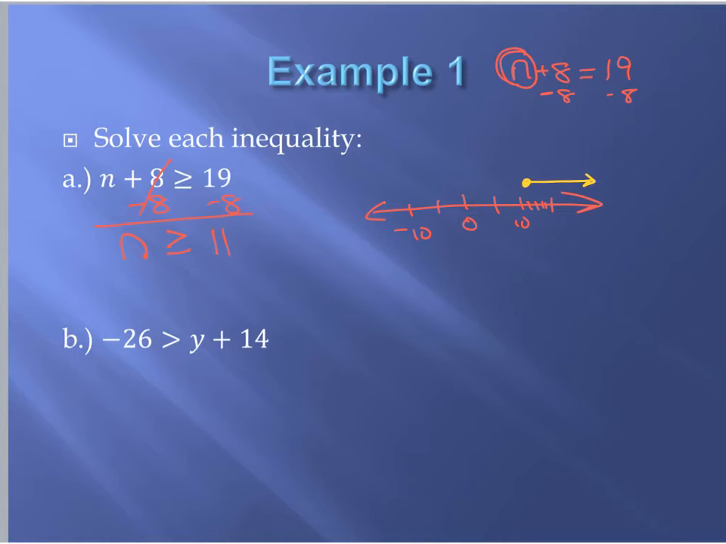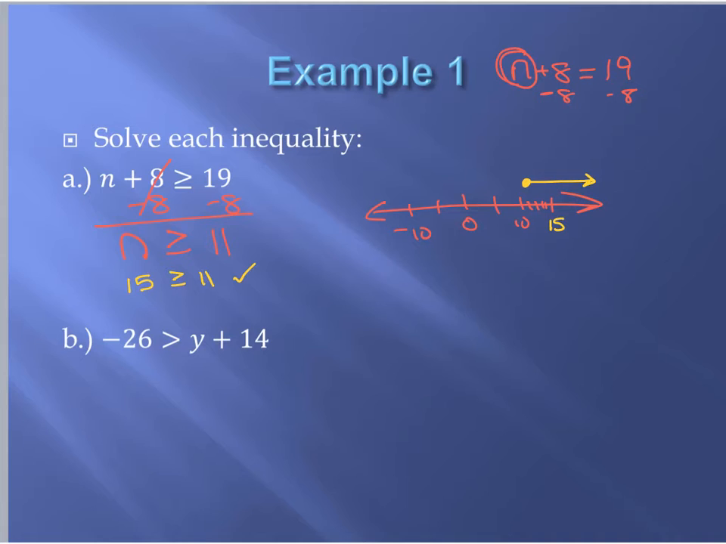If I pick a test point, I'm going to pick anything that is in the same direction as the arrow, so we'll say like number 15. If I plug that in as a test point and say to myself, is 15 really greater than or equal to 11? Because it is, that means I've done this correctly.